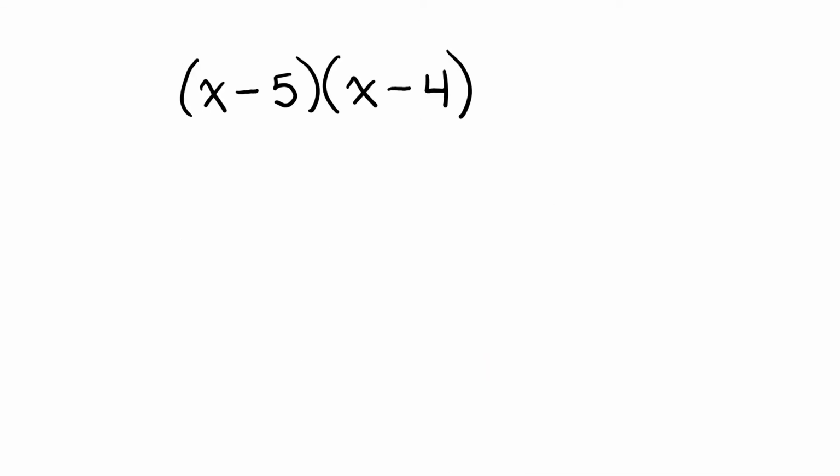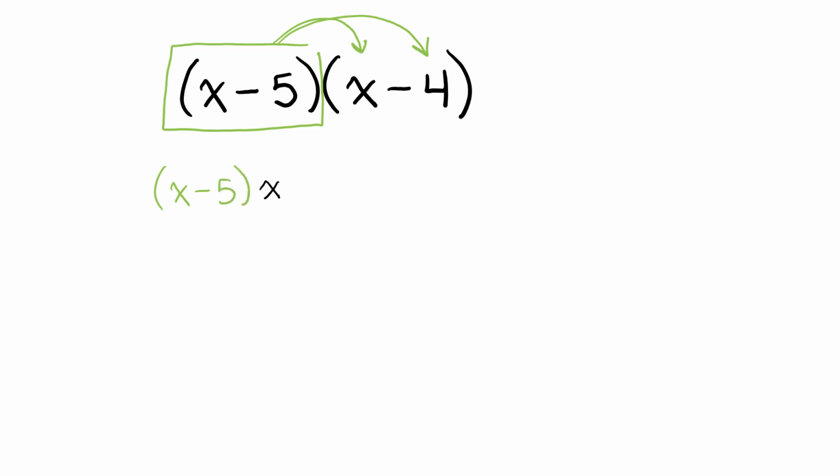Let's check our answer by expanding to make sure that we get the same expression. So we'll distribute this x minus 5 to each term in the second polynomial. So we have the quantity x minus 5 times x plus the quantity of x minus 5 times negative 4. And then we'll distribute the x to each term in the x minus 5 and the negative 4 to each term in the x minus 5.